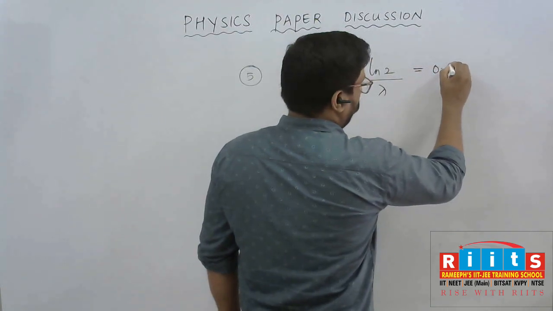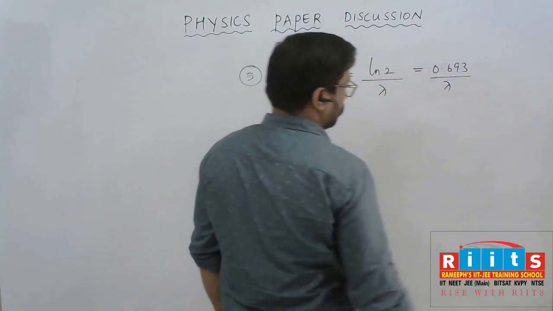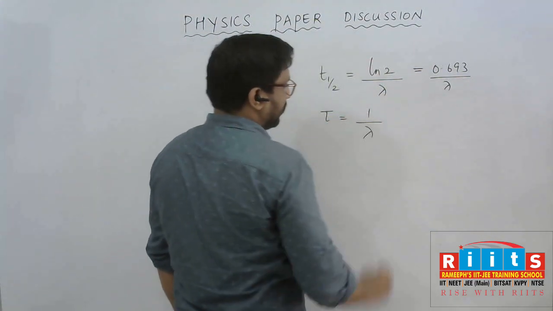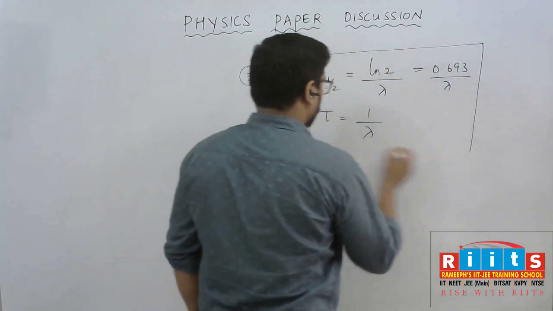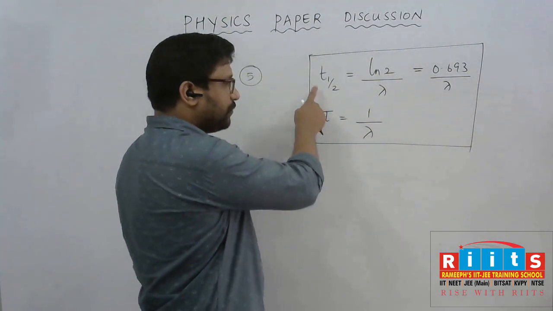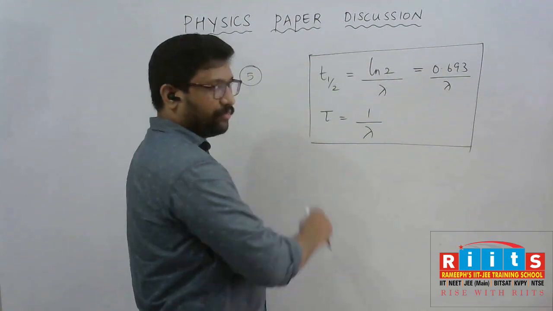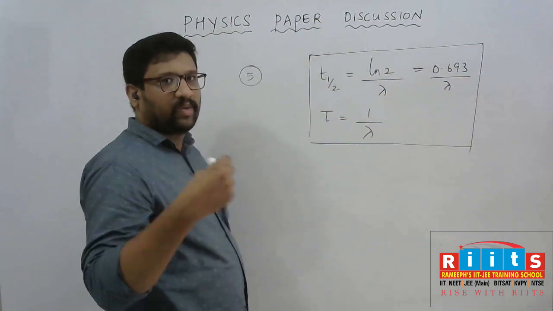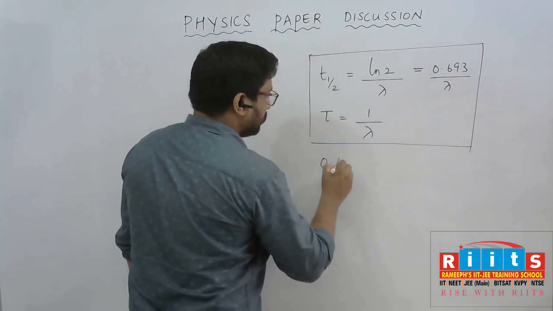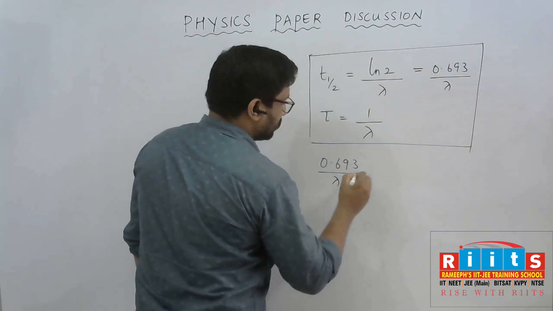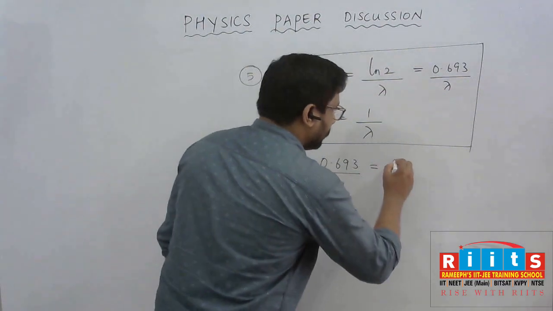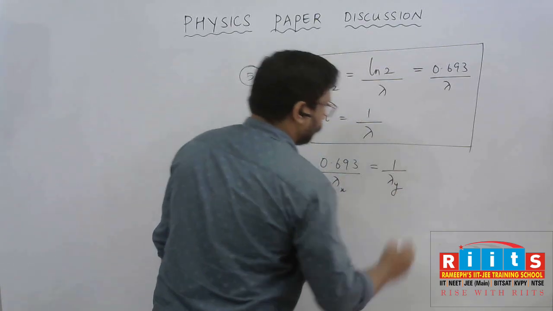This ln 2 is nothing but 0.693, divided by the decay constant. Similarly, the mean life is defined as the inverse of the decay constant. These are the 2 equations you must know to solve this particular question. In this question, they have given that the half-life of one element matches the mean life of another element. Let's say the first element is X and the second element is Y. So the half-life of X can be written as 0.693 divided by lambda X, equal to the mean life of the other radioactive nuclei Y, which I can write as 1 by lambda Y.